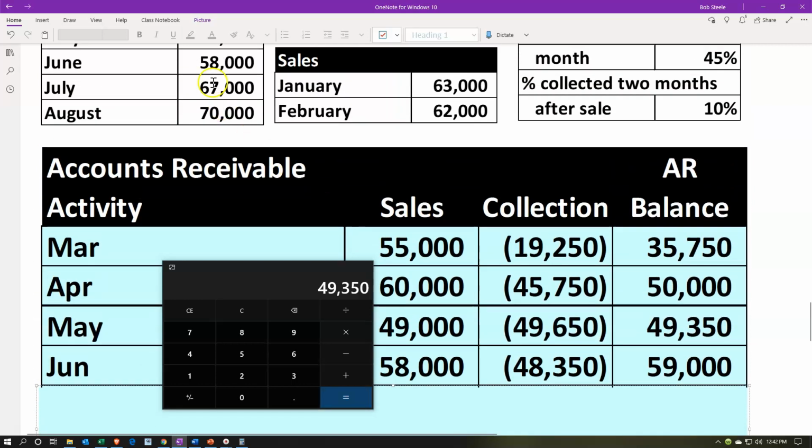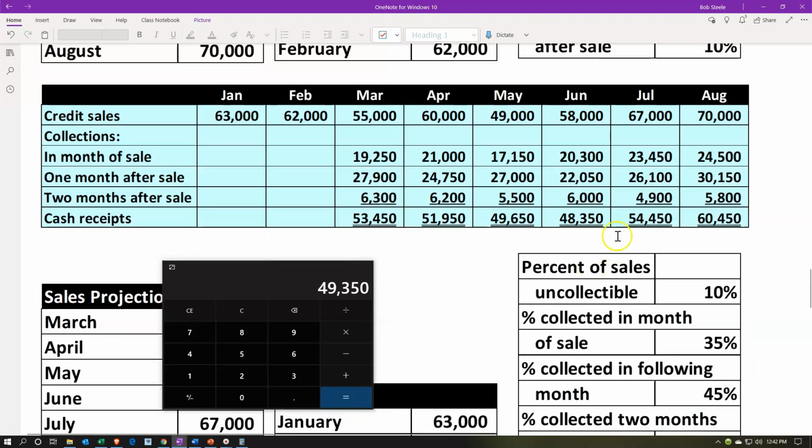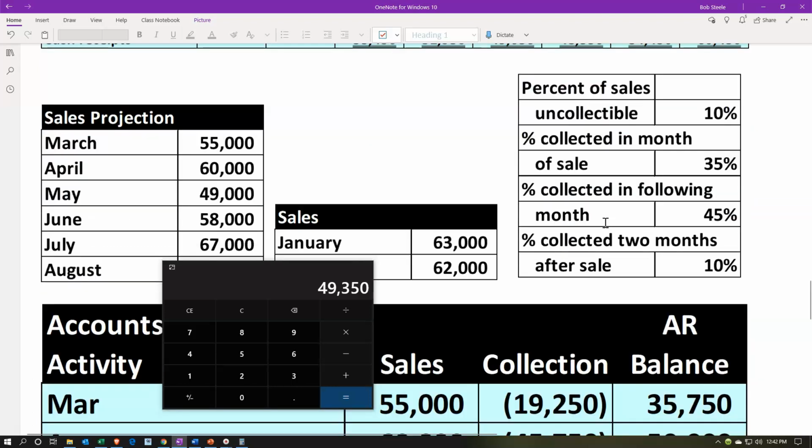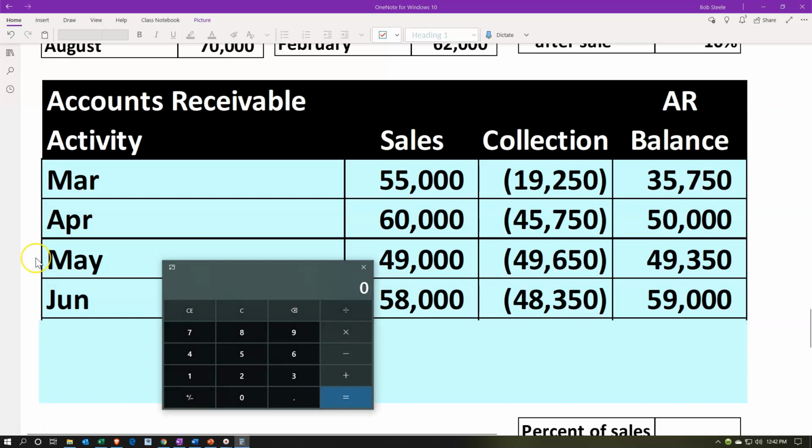Once again, the sales number here, and then the collection number is going to be the 48,350. So then we're going to say, all right, so now we've got another sales, 58,000 increase in accounts receivable, minus the collections we collected on them, 48,350, which is coming right from our table. That's our difference, our net increase in accounts receivable, plus the beginning balance, what was in there before, 49,350. That gives us the 59,000.